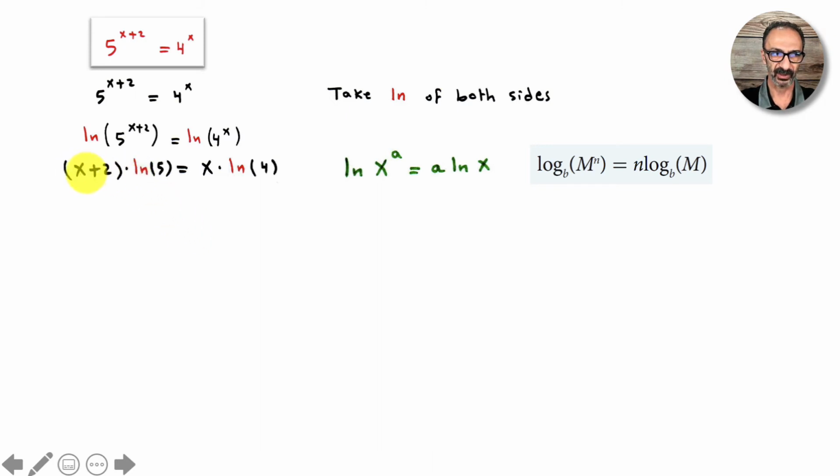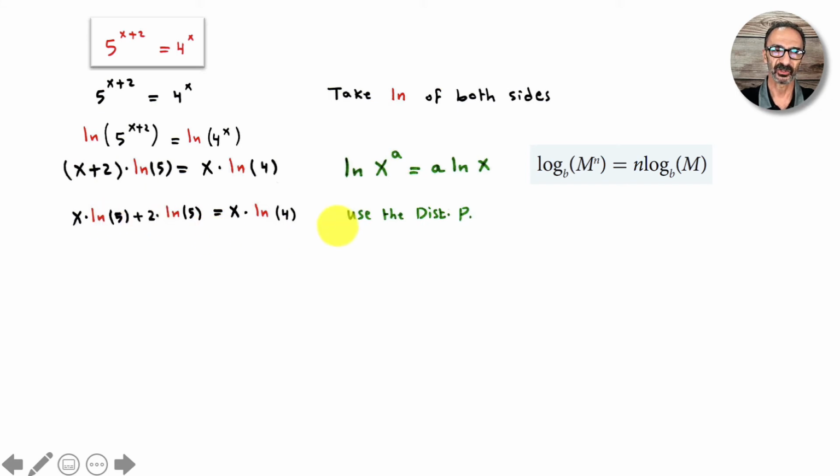See this right here, x plus 2 multiplied by ln 5. I'm going to do the distributive property on the left side. I'm going to multiply ln 5 times x and ln 5 times 2. Here we go. Now, I could see this term has an x and this term has an x. This term is all numbers. So I'm going to move things around to have x's on one side.